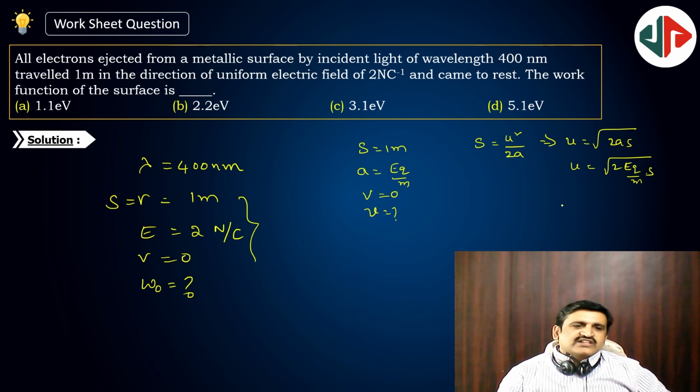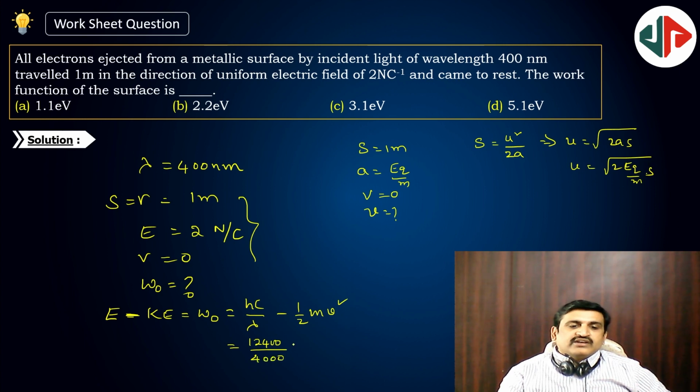Now the work function he wants. Given energy minus kinetic energy is equal to work function, that is given energy hc by lambda minus kinetic energy of half mv square, that is equal to 12,400 by 4,000 minus 1.6, and the answer is also in electron volt only.